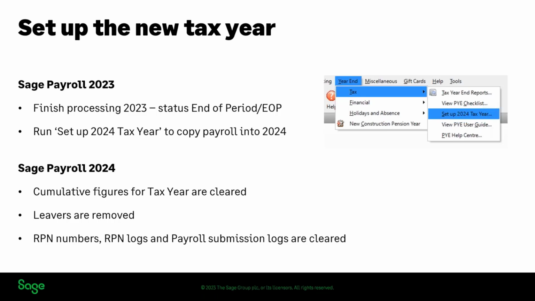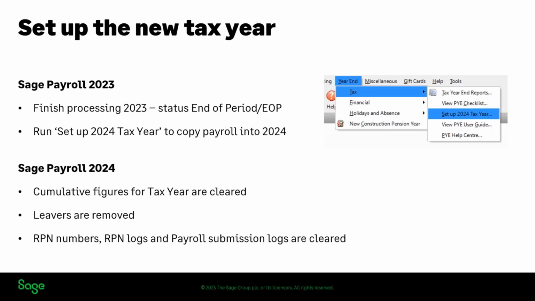Now, as it does that, it will clear the cumulative tax year figures for all of your employees. It will remove any leavers from 2024. So I'll keep them in 2023, but they've gone in 2024. And it will also clear RPN numbers, RPN logs and payroll submission logs ready for your new tax year. But that information is still kept in 2023. So you have still got that as a record in the previous software.